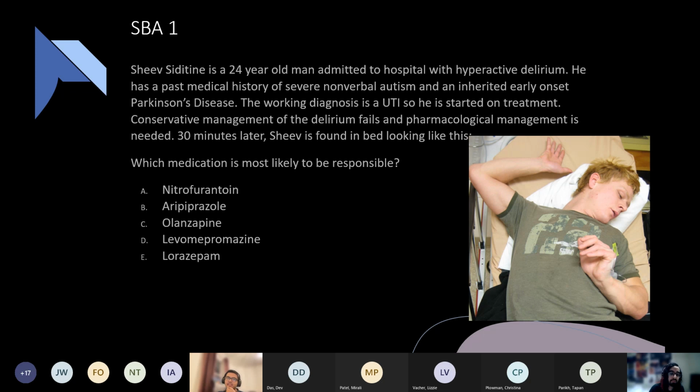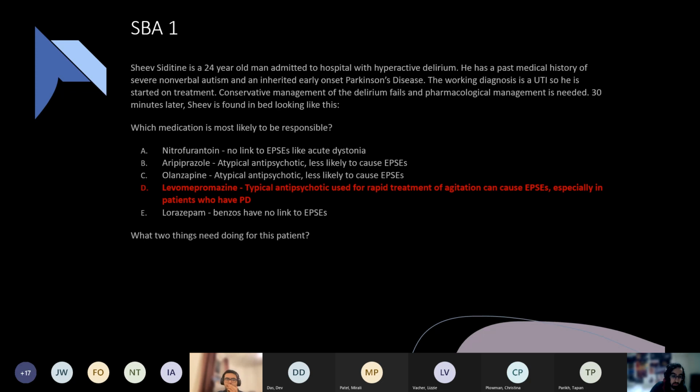Right, so like Lizzie said, this is dystonia, more accurately acute dystonia, because it wasn't there half an hour ago. You can get chronic dystonias, which are horrific, but acute is by far the most common form. There was a bit of a split between olanzapine and levomepromazine. The right answer is levomepromazine. We'll talk that through. Just quickly, nitrofurantoin has no link.